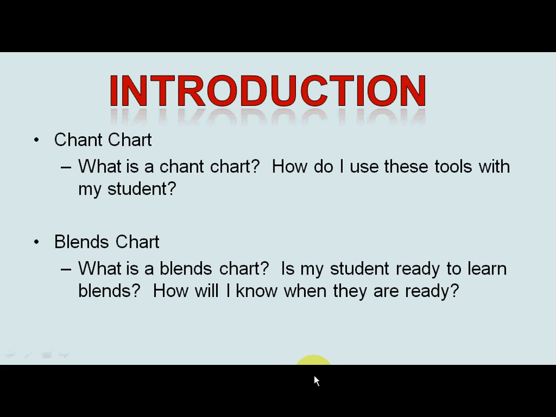Okay, so today we are going to look over the chant chart and the blends chart. Some of the questions that you might be having right now are: what is a chant chart? And how do I use this tool with my student? What is a blends chart? Is my student ready to learn blends? And how will I know when they are ready? These are all questions that I am going to be answering today through my lesson.